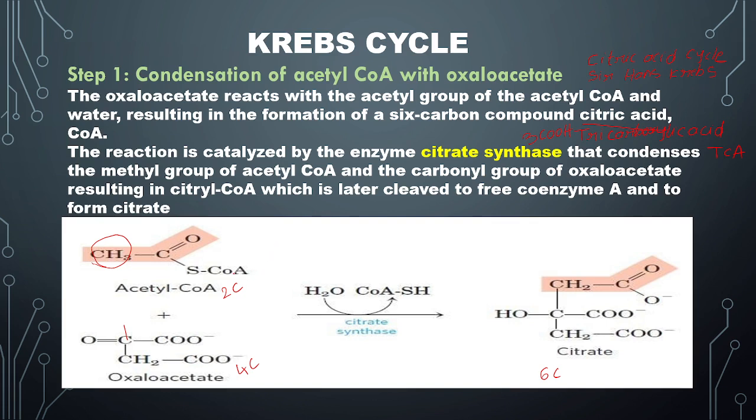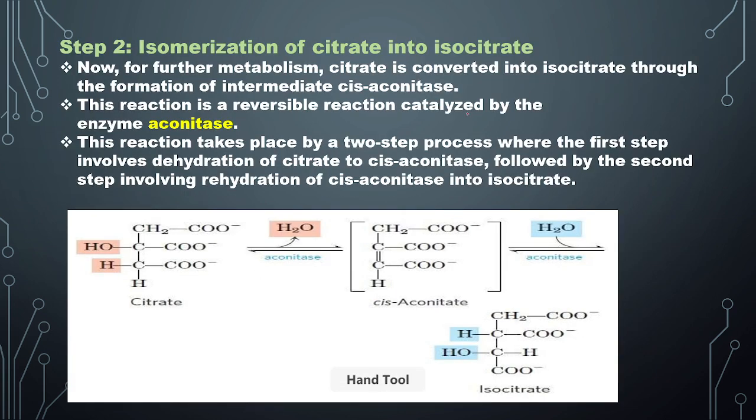Once again, acetyl coenzyme A from the intermediate reaction reacts with oxaloacetate. This is a 2-carbon compound, this is a 4-carbon compound, in the presence of a water molecule and also citrate synthase enzyme forms a 6-carbon compound, that is citric acid. This is the condensation of acetyl coenzyme A with oxaloacetate. And the next step is isomerization of the citrate into isocitrate.